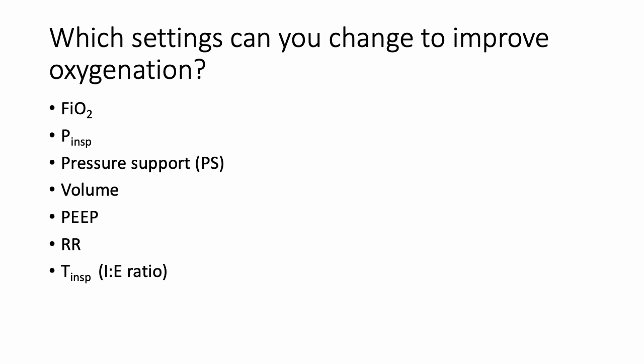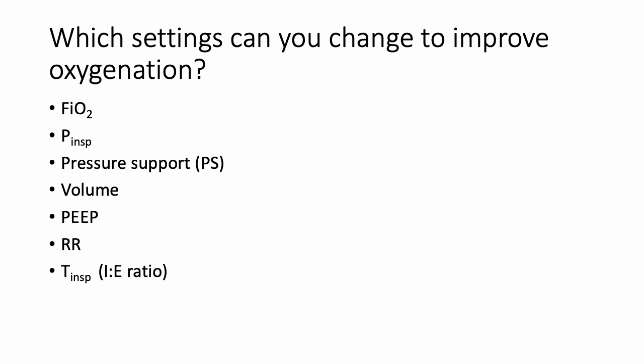Now, which settings can we change to improve oxygenation? And the short answer is all of them. FiO2, so obviously we can increase the amount of oxygen we're giving, which will fix things to a certain extent. The problem with that is that oxygen is directly toxic to lungs in high concentrations. So if you're ventilating someone on 100% oxygen for a long time, hours to days, you're going to cause significant problems in their lungs.